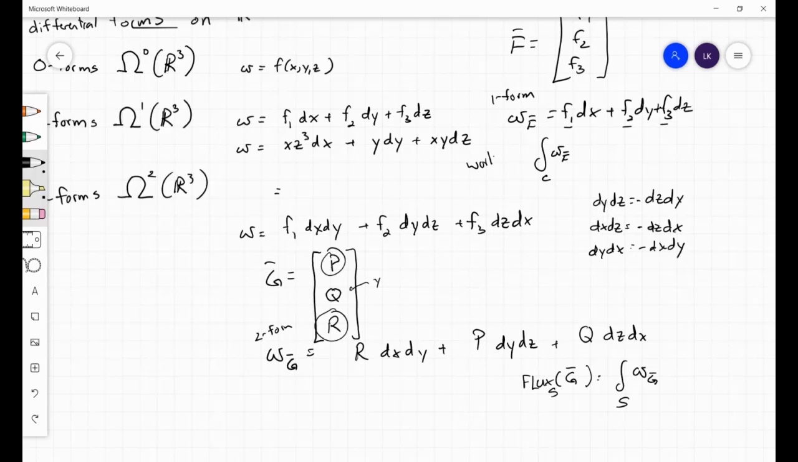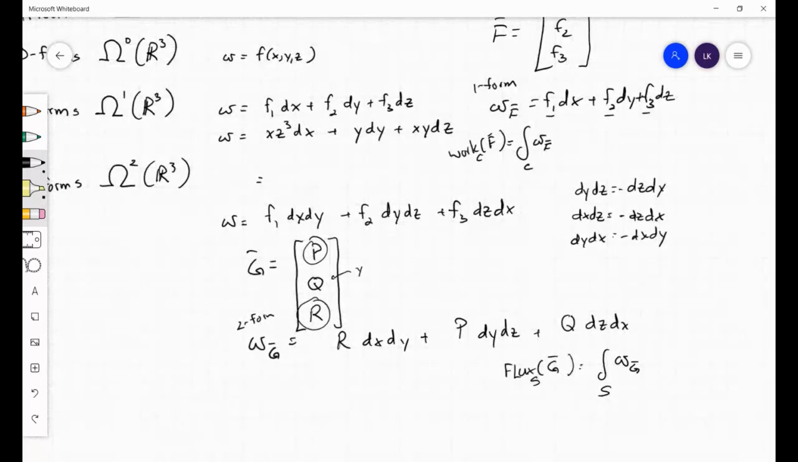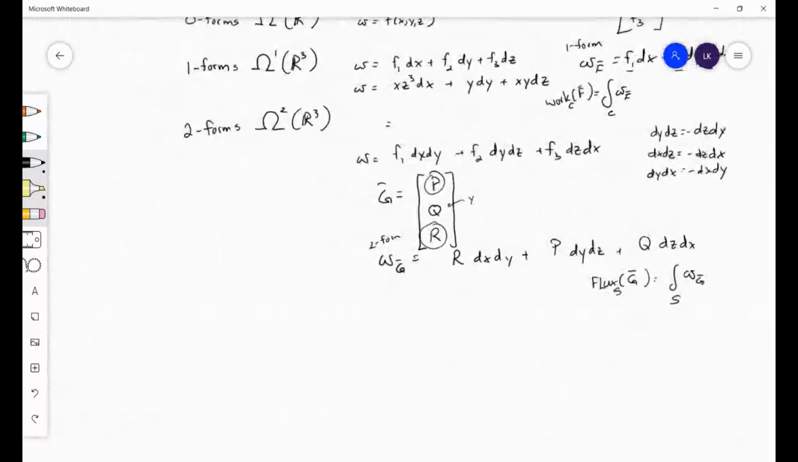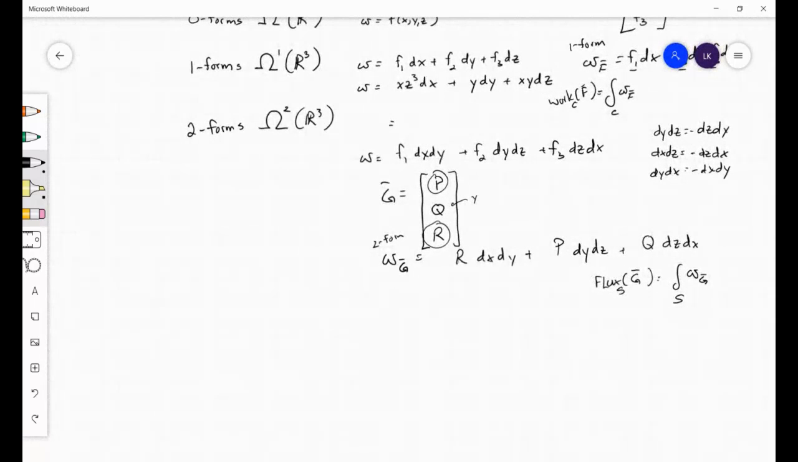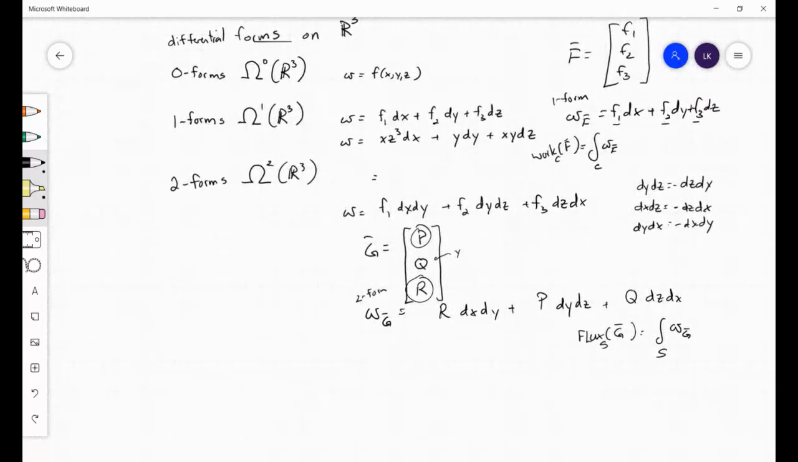So this must work. Right, so if you want to find work with a vector field, you associate it to a 1 form. If you want to do flux of the vector field through a surface, you associate that vector field to a 2 form in that specific way. Okay. All right. So what can we do?